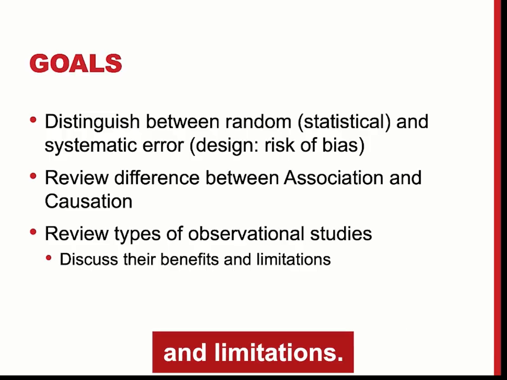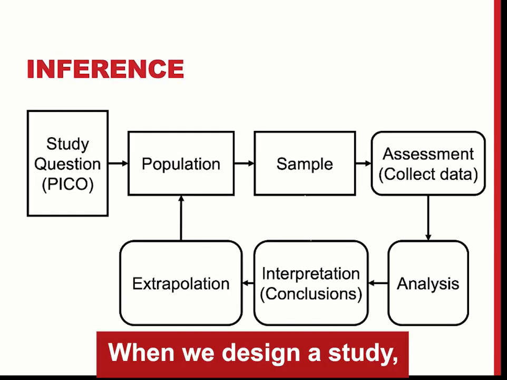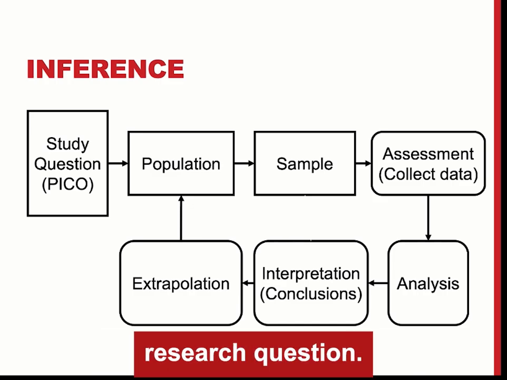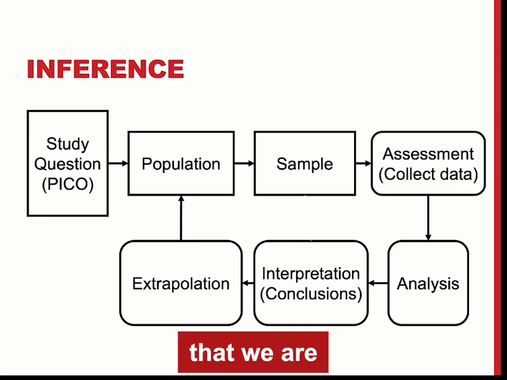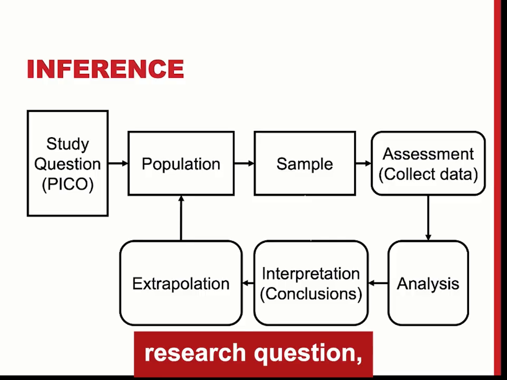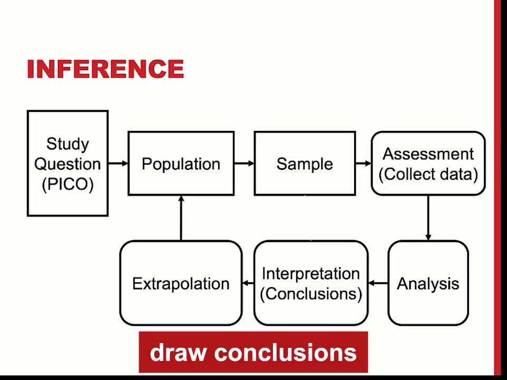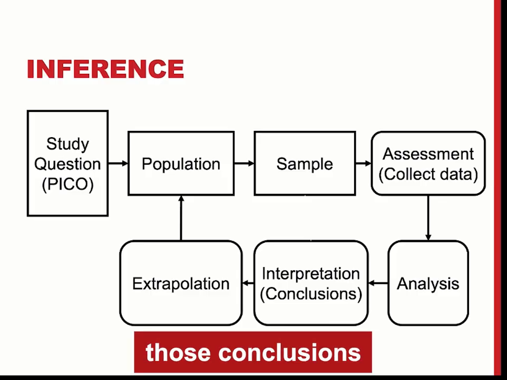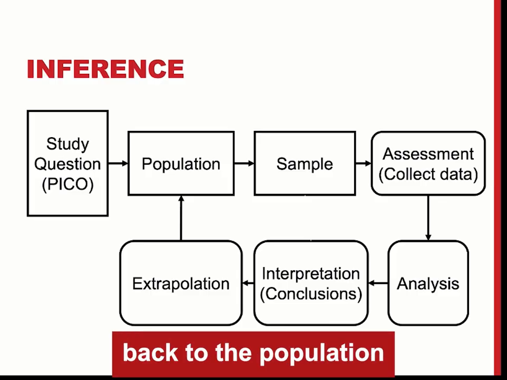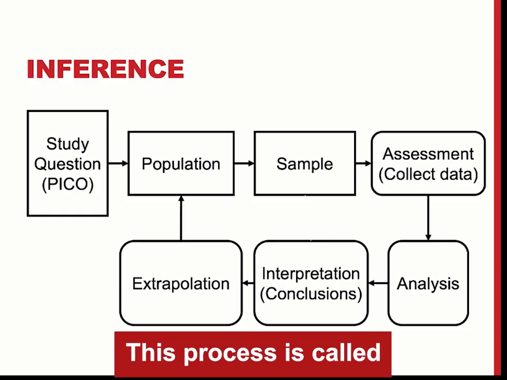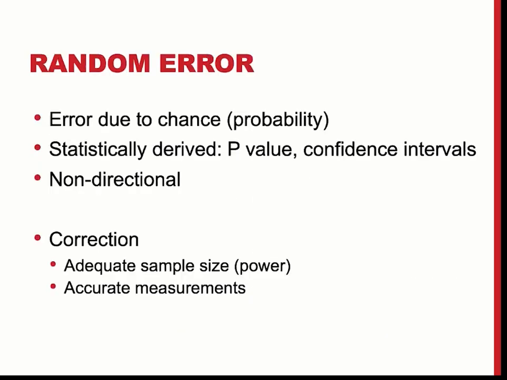and limitations. When we design a study, we start with a research question. We decide on the population that we are interested in to answer that research question and enroll a sample of that population. We then collect and analyze data, draw conclusions from the data, and extrapolate those conclusions back to the population of interest. This process is called statistical inference.